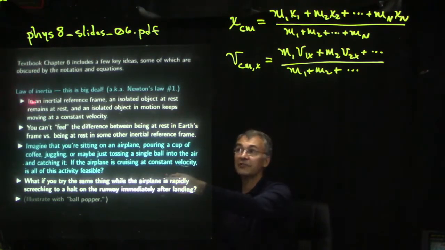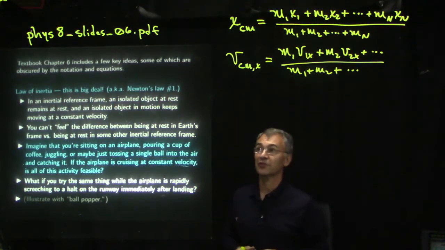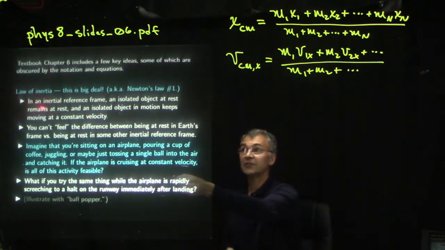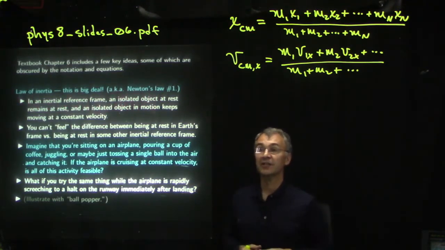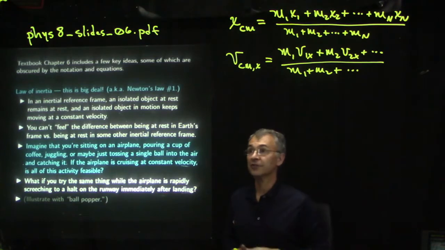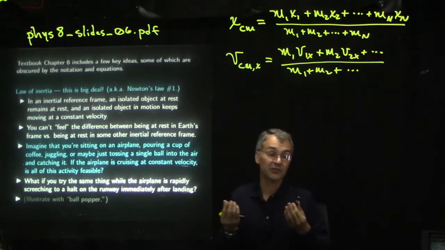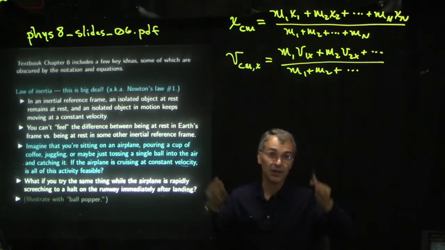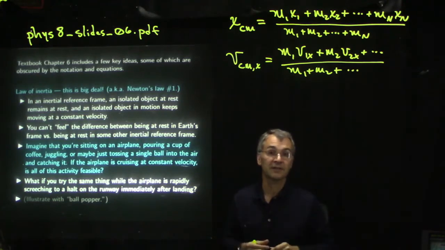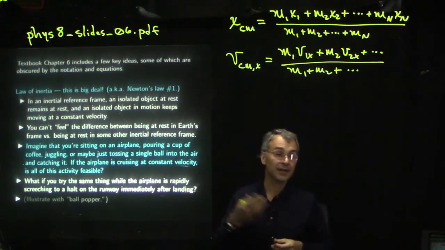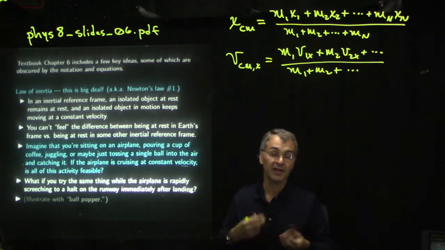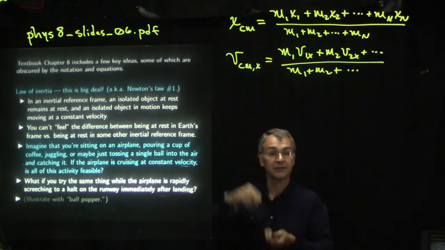Okay, so the law of inertia is one big idea from chapter 6, and it's also known as Newton's first law. In an inertial reference frame, an isolated object at rest remains at rest, and an isolated object in motion keeps moving at a constant velocity. Isolated means that there's nothing outside of that object pushing or pulling on it. In the language of chapter 8, a couple chapters from now, we'll say there are no external forces acting on it, or if there are, they're in balance with each other.